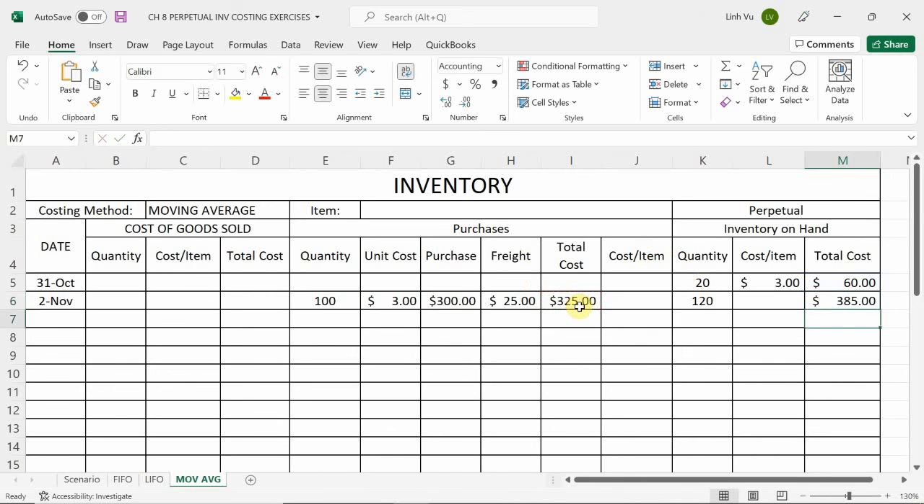Okay, so that's my total cost and my total quantity. Now in this case, I need to find out what my average cost is. So how do I solve for my average cost? No. I'm looking at my average cost per item. No, I'm looking for my average cost per item. How much is it going to cost me if I need to sell one item?